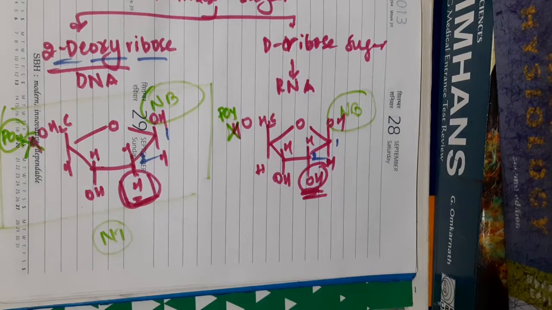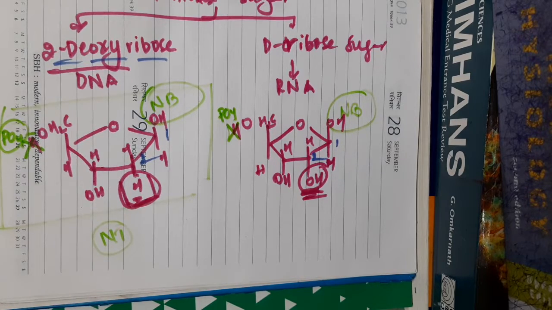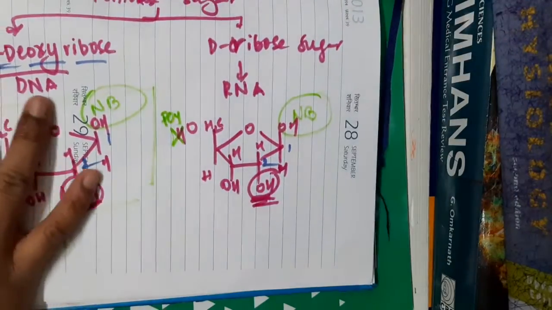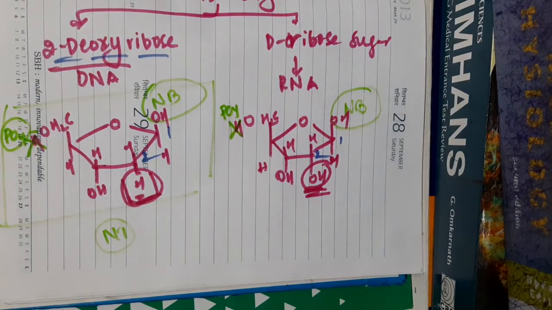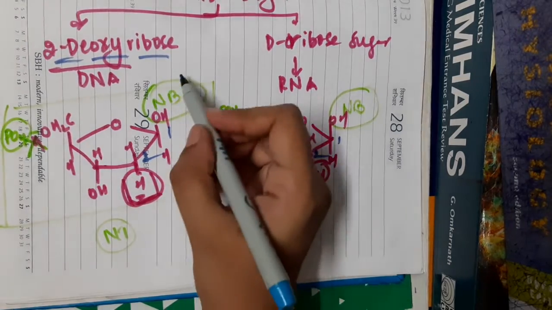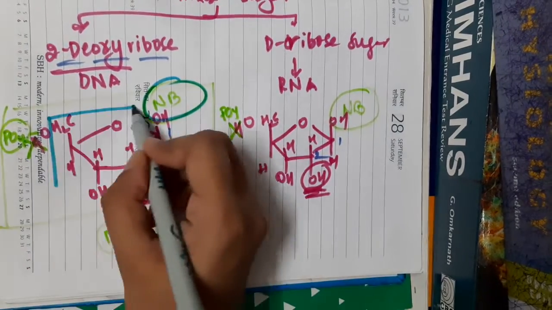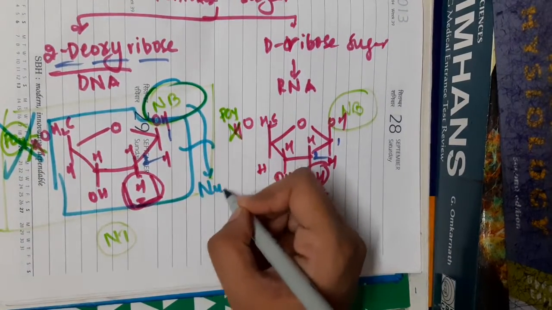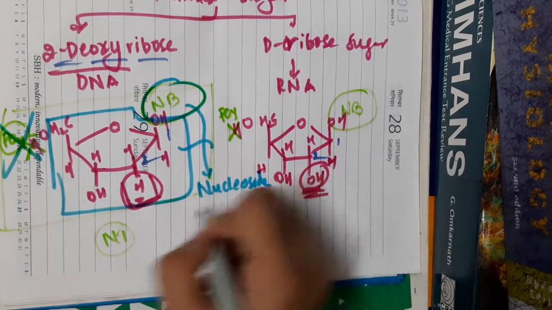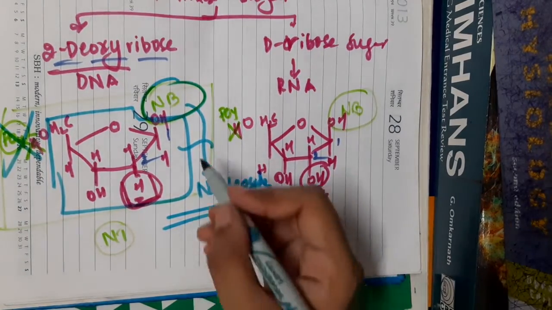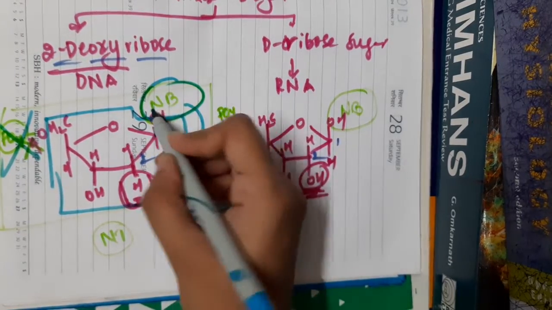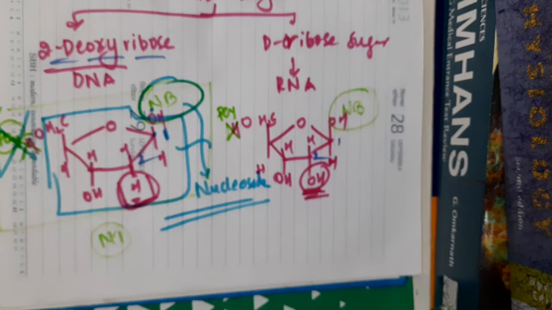Then there is one more important word, nucleoside. I will just tell you what a nucleoside is. If there is a nitrogenous base and a pentose sugar and no phosphate group, then these two together we call a nucleoside. There is a linkage of the first carbon atom of ribose or deoxyribose with N1 of pyrimidine or N9 of purine. That is called a nucleoside.